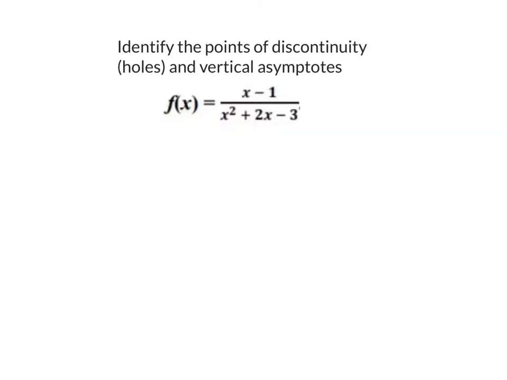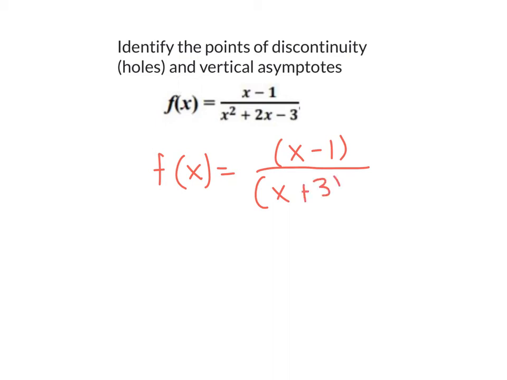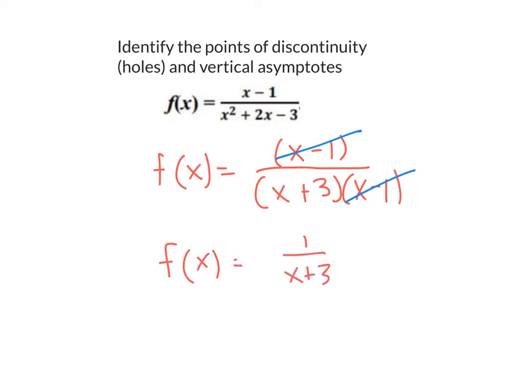So if we look at this example, it says identify the points of discontinuity and vertical asymptotes. So we always want to start with factoring. If I were to factor this, in my numerator I still have x minus 1. But in my denominator, if I factor this, it would be x plus 3, x minus 1. So you can see that these x minus 1s simplify out, and I'm actually left with this new function that is 1 over x plus 3.